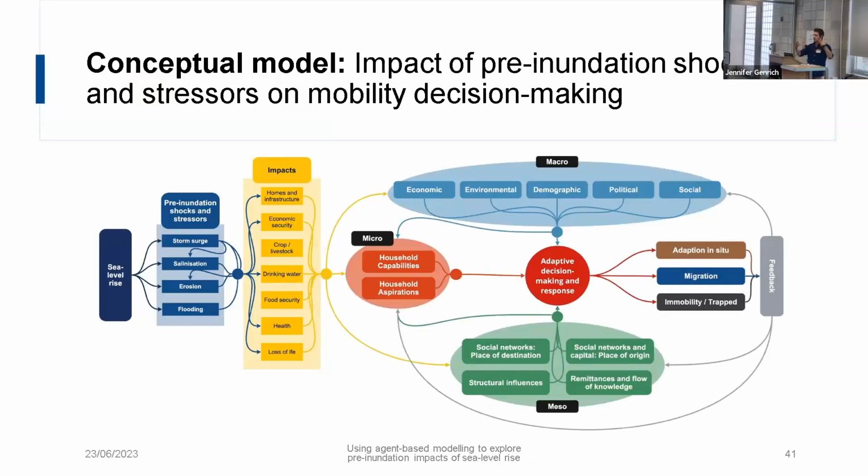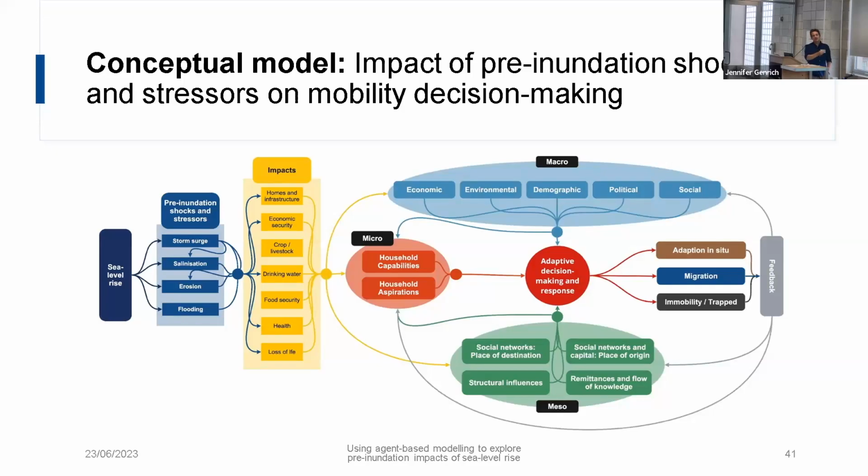You can see there's almost like a thread that you can see with all our conceptual models leading back to foresight. But here you have the way that I conceptualize it. You have sea level rise, but that is manifested through a series of pre-inundation shocks and stresses. Those are experienced by a series of impacts. And you could categorize these in many ways, but this is actually drawn from, influenced by the survey itself, from what was asked about it. The impact on homes and infrastructure, your economic security, crop disease, livestock disease.